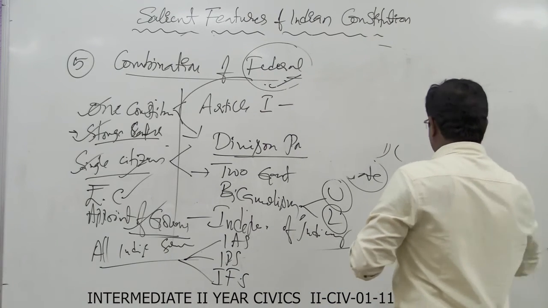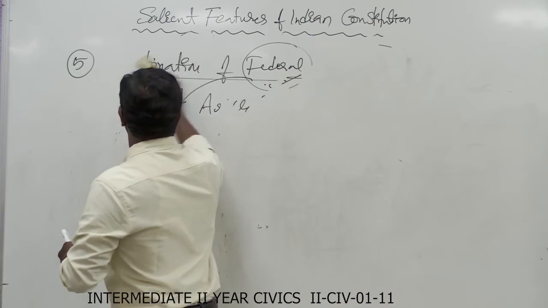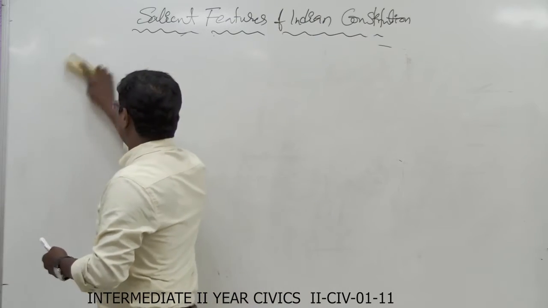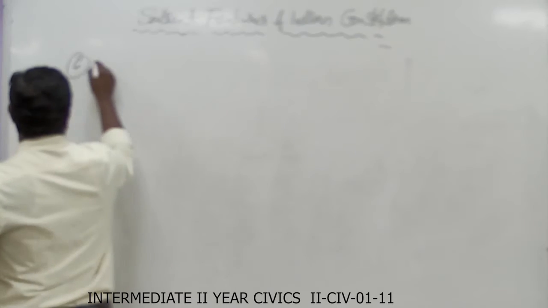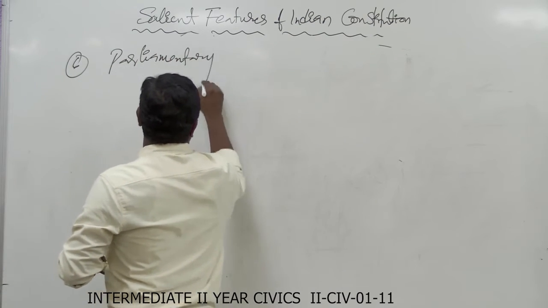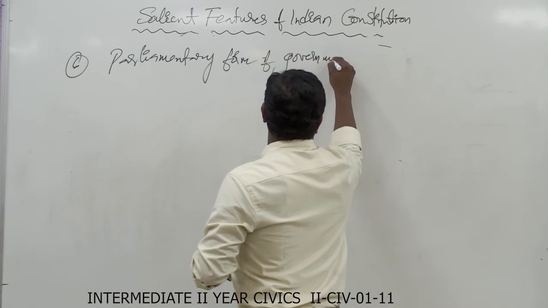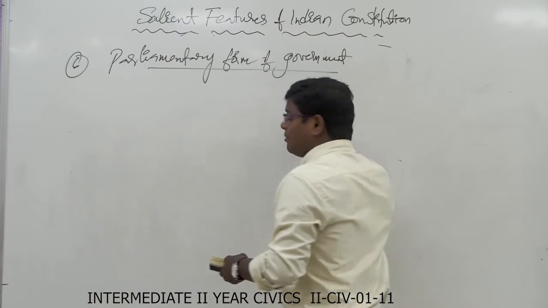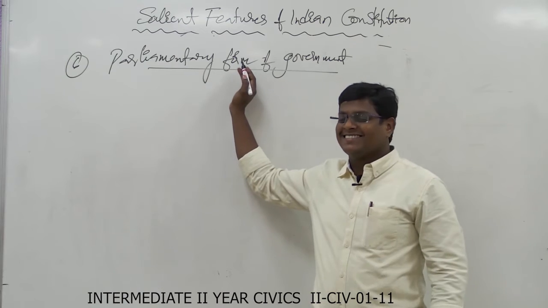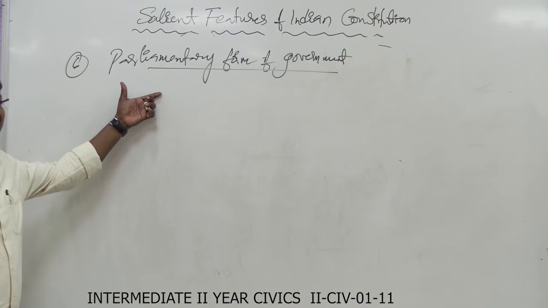Then the next one is the parliamentary form of government. The sixth one is the parliamentary form of government. Keep it in mind. Don't concentrate on writing. You have to concentrate on my words. Okay. The parliamentary form of government.